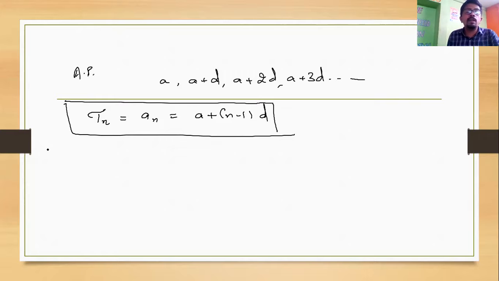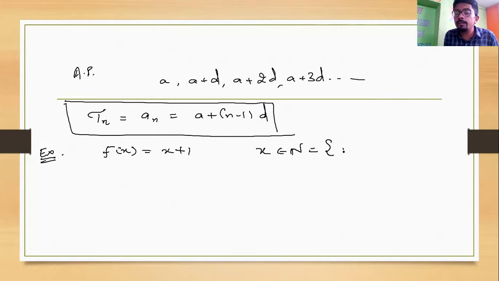Let us take one example. Let us take f of x equal to x plus 1, where x belongs to the natural numbers, and we have to form an AP. This is a function given to you, and we have to form an AP. Now, what are the natural numbers? They start from 1: 1, 2, 3, and so on.